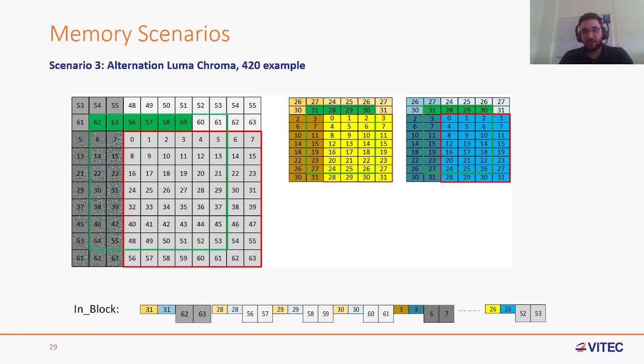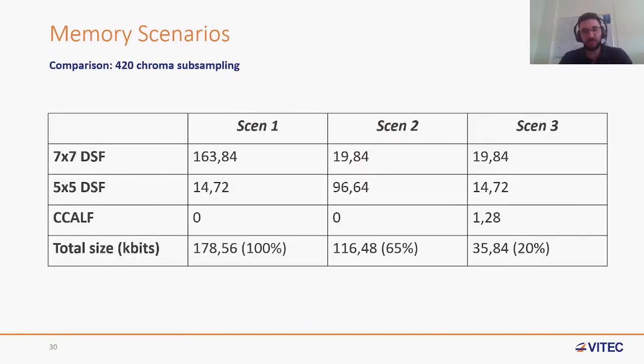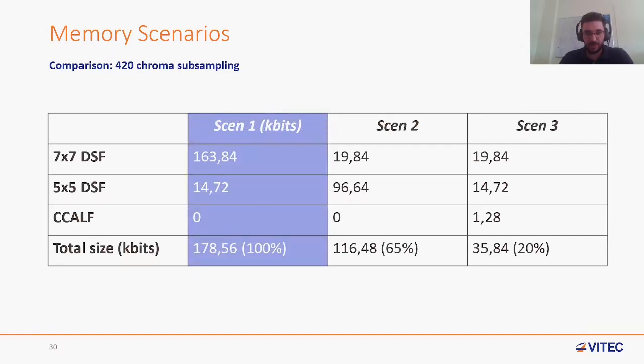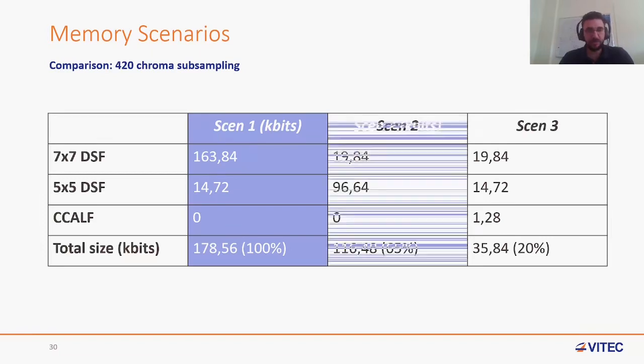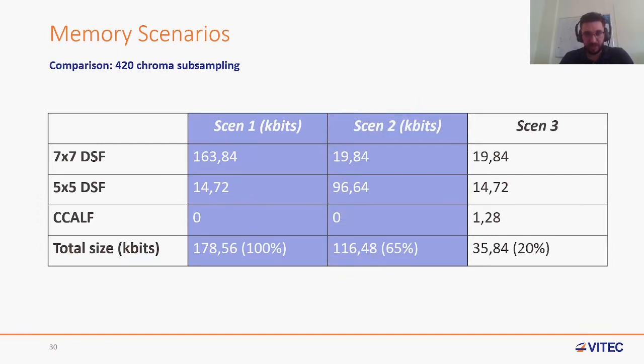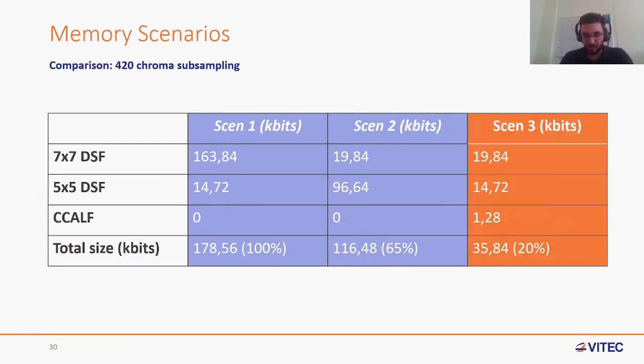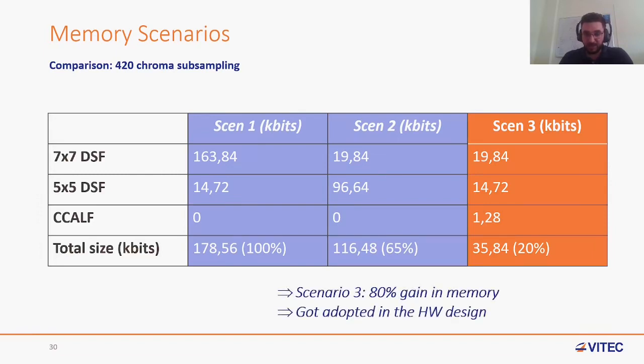This alternation enables us to process the cross-component adaptive loop filter and the 5x5 diamond shape filter of the chroma in parallel with the minimum possible use of memory. In this table, we compare the 3 scenarios. As you can see, the first scenario requires at least 178.78 kilobits of RAM in order to apply the 3 filters. Scenario 2 requires 116 kilobits of RAM, and scenario 3, which is the proposed scenario, consumes 35 kilobits of RAM, which is 20% of the first scenario. Here we introduce an 80% gain compared to the first scenario.